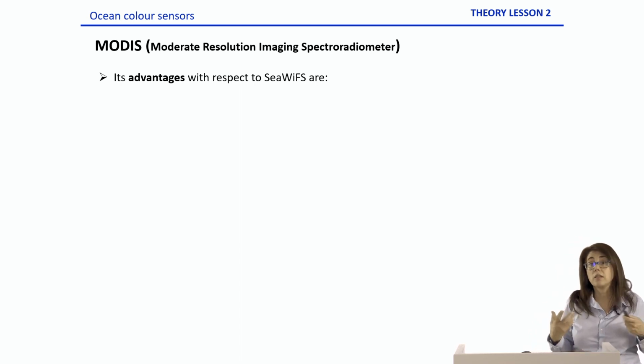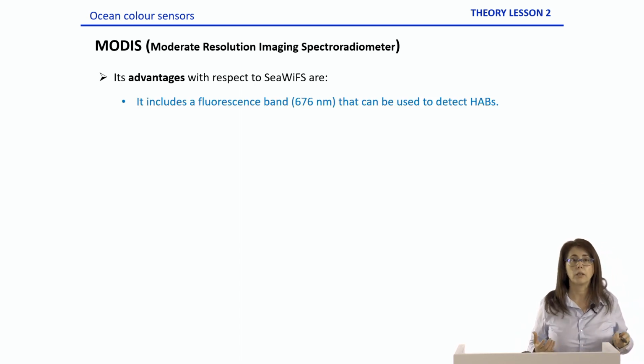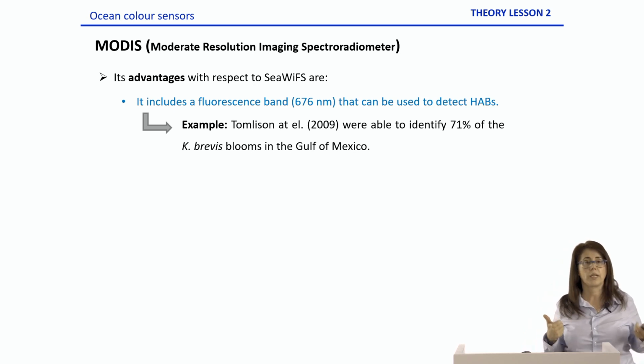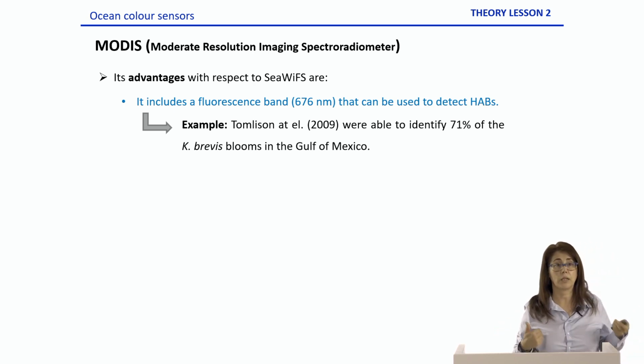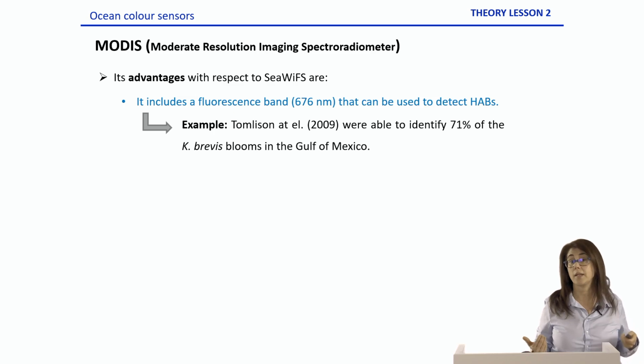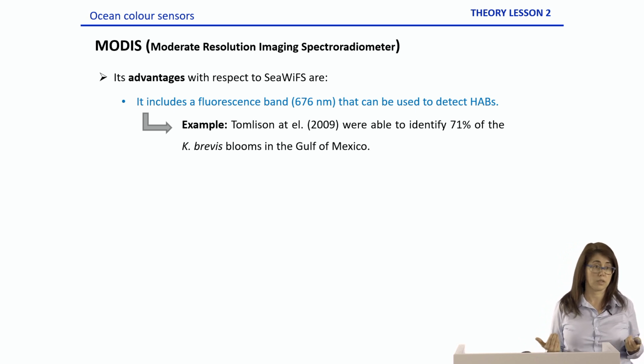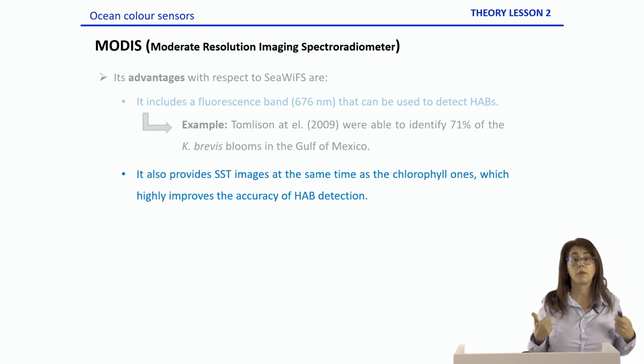Okay, so the advantages of MODIS with respect to SeaWiFS include a fluorescence band at the 676 nanometer waveband that can be used to detect HABs. For example, there is a study in 2009 where they were able to identify 71% of the Karenia brevis blooms in the Gulf of Mexico, so that's very good. It also provides sea surface temperature data at the same time as the chlorophyll data, and this, of course, highly improves the accuracy of HAB detection.